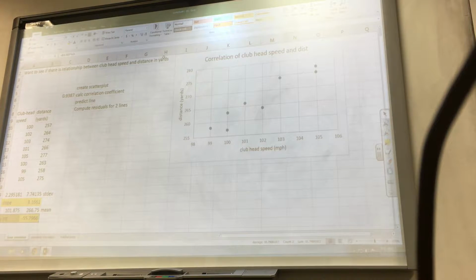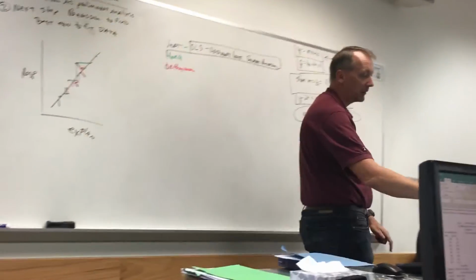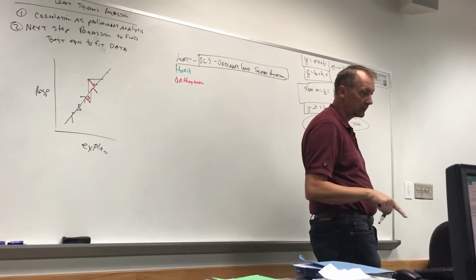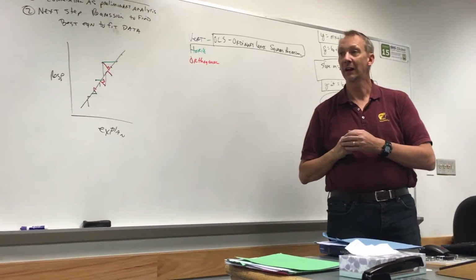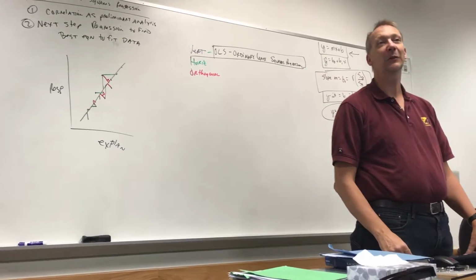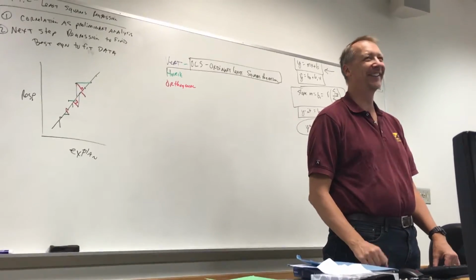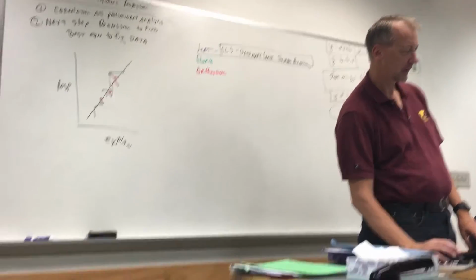Can you show how you got b again? This is right here: y bar, which is 266.75, minus m, which is 3.1661, times x bar, which is 101.875. Okay, so we just found that. Now, notice here, do you think there's an easier way? Do you think I'm going to let you use it? You can check yourself.